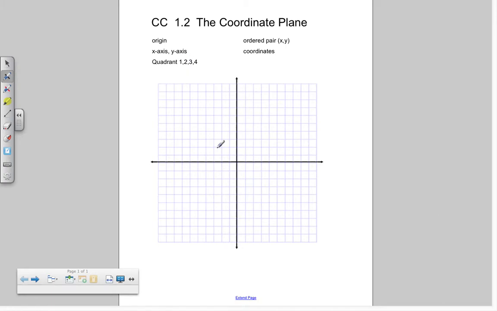Okay, so you have two lines here. You want to think about them as two different number lines that intersect at the 0 point. So this line, the horizontal line, is called the x-axis. And the up and down line is called the y-axis. The y-axis is best remembered because y has a tail, so that helps you remember the up and down form of the y-axis. The x-axis is always the horizontal, the y-axis is always the vertical.